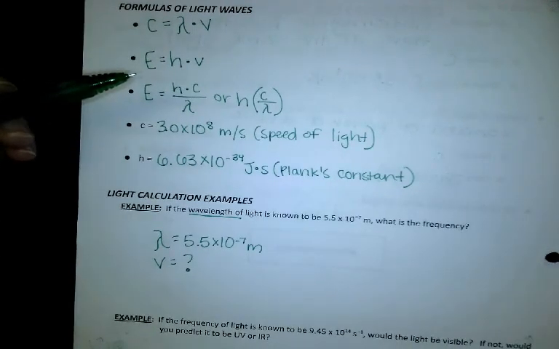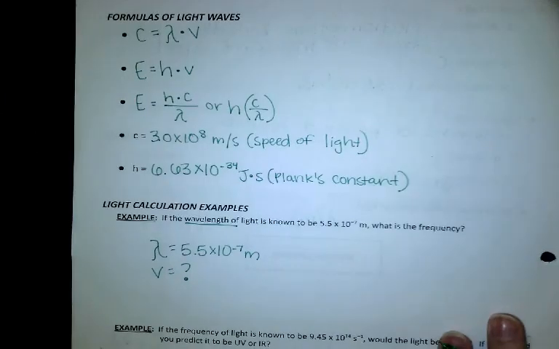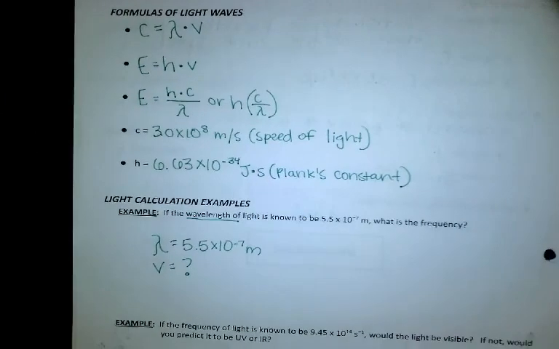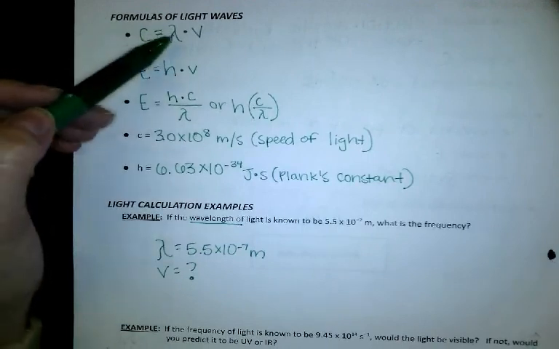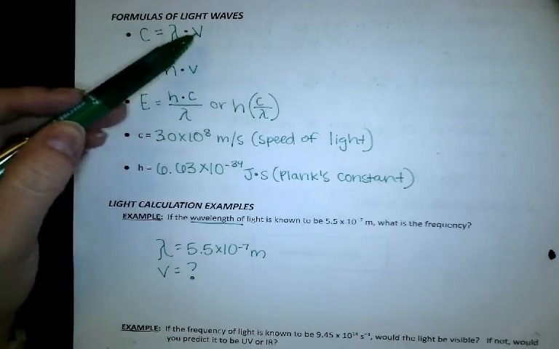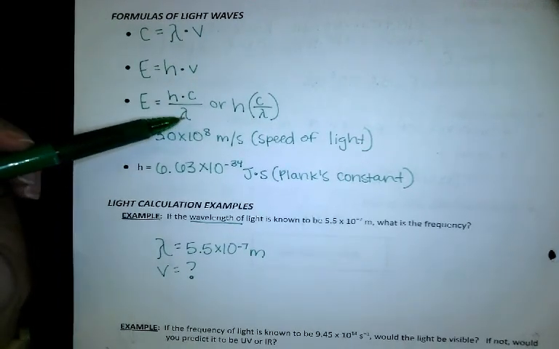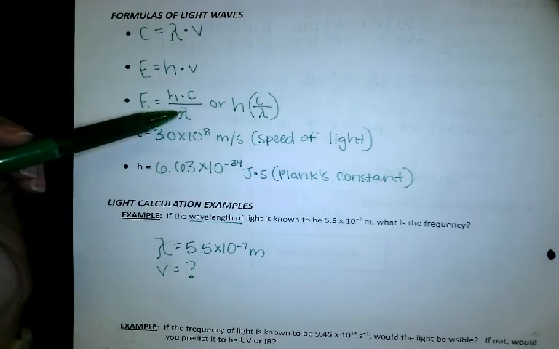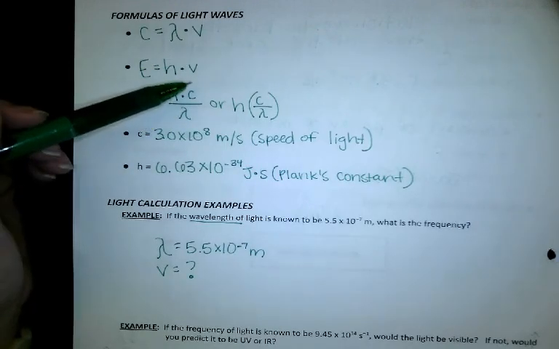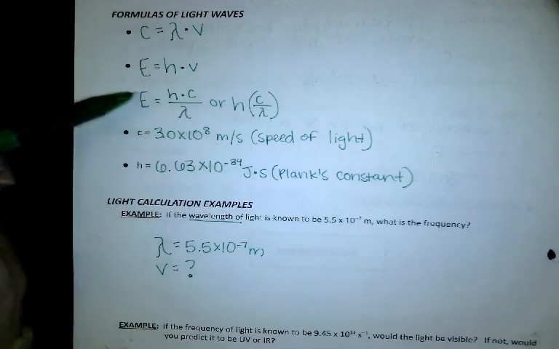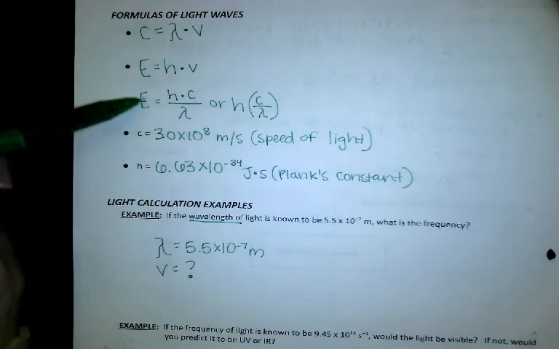Okay, so we have to look for the formula that has wavelength and frequency. Now, this one has wavelength but not frequency. This one has frequency but not wavelength. But also these have energy, and we aren't talking anything about energy. So we're going to be using the speed of light equation.